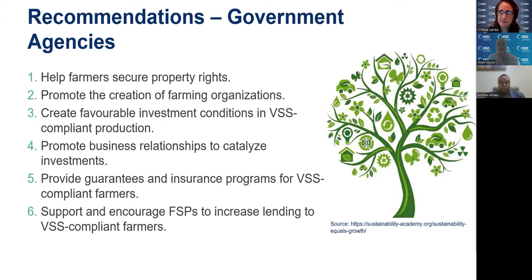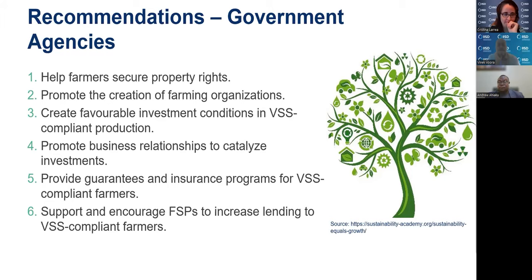Fourth, governments can set up business relationship platforms to enable joint contracts among VSS compliant farmers, investors, and buyers, which could also be leveraged to establish blended finance models. Fifth, governments can offer guarantees to VSS compliant farmers to cover part of their loan default risk and provide weather-based insurance to protect farming operations against changing weather patterns.